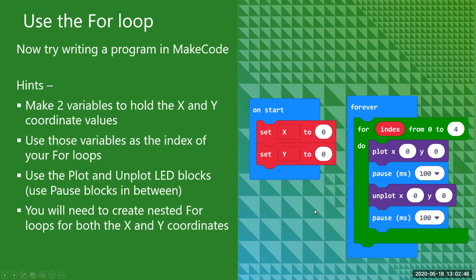So this is going to be the basic setup. But instead of using the variable index, we're going to use the variable x that we'll create and the variable y that we create. So we're actually going to use 2 of our for loops.